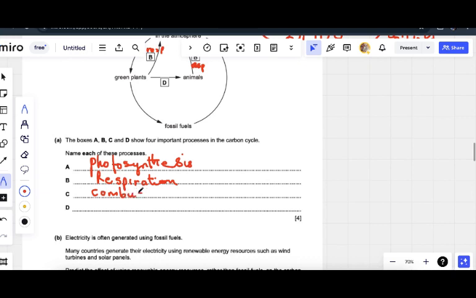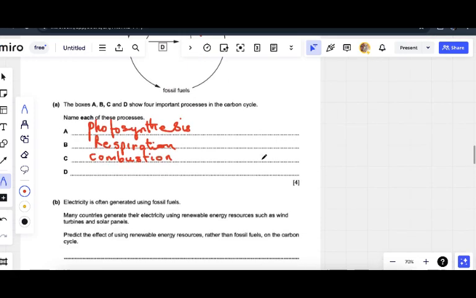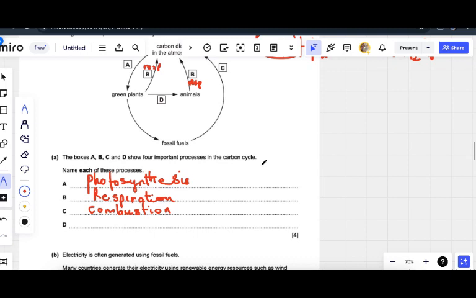So burning of fossil fuel, like when you take petrol to drive a car, the petrol reacts with oxygen in the air to burn and produce carbon dioxide and water. This carbon dioxide is returned to the atmosphere whenever we drive cars, whenever we use fossil fuel. Then what about the process by which the green plant gives to the animal? What is it called?